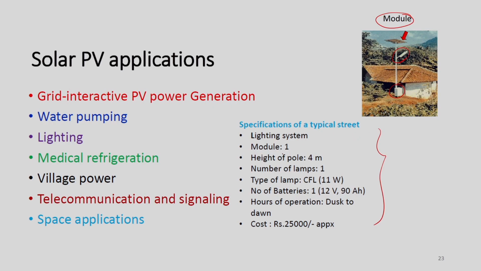Module is one, and its pole is about 4 meter tall, and number of lamp is 1, and type of lamp is CFL, and its rating is about 11 watt, and number of batteries is 1, and its rating is 12 volt and 90 ampere hour, and hour of operation of course dusk to dawn, and cost is about 25,000 in Indian market.